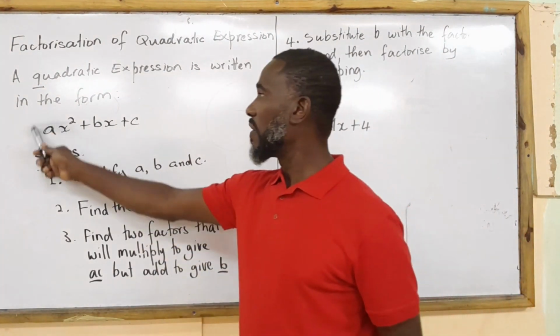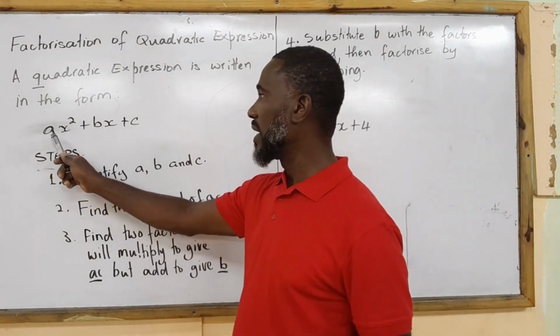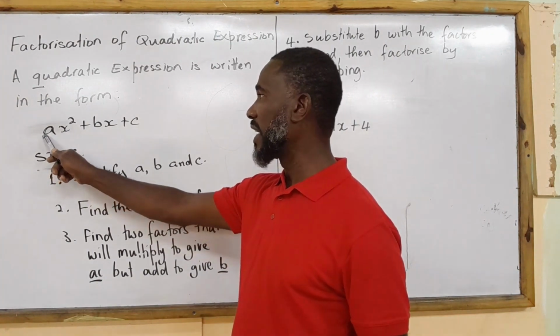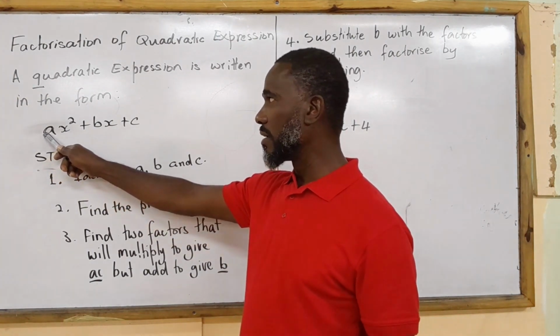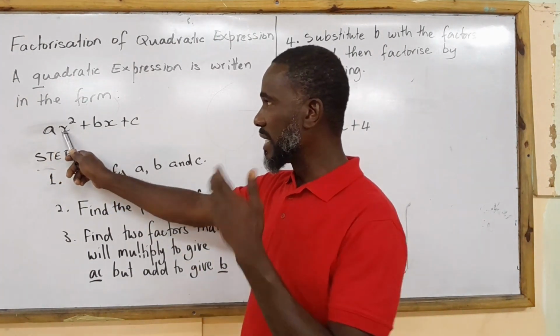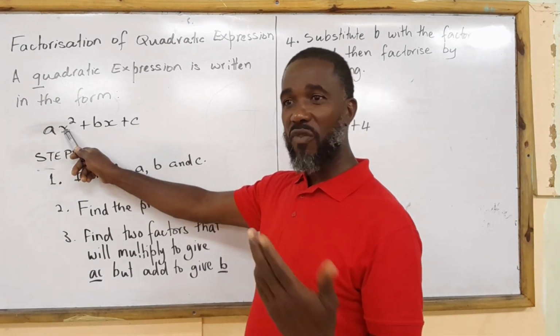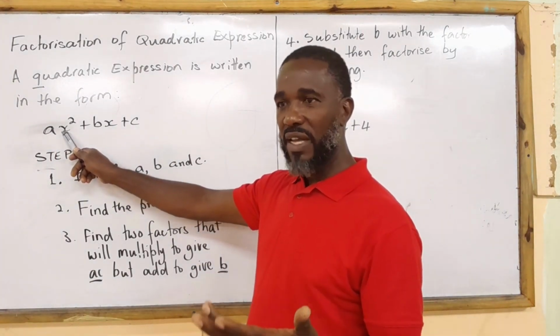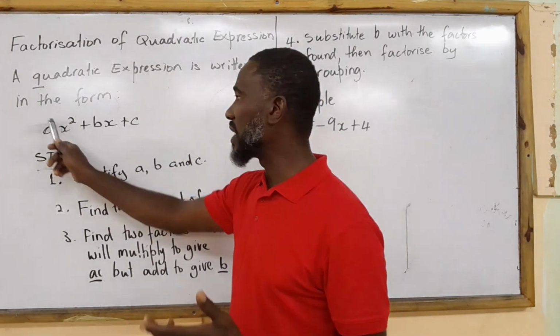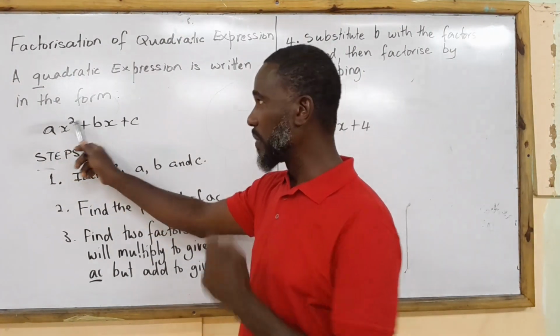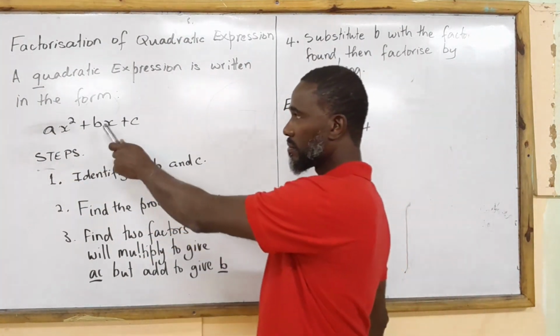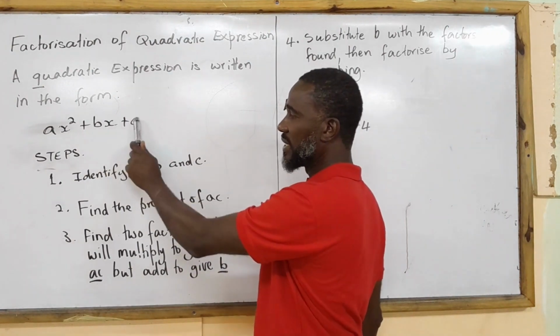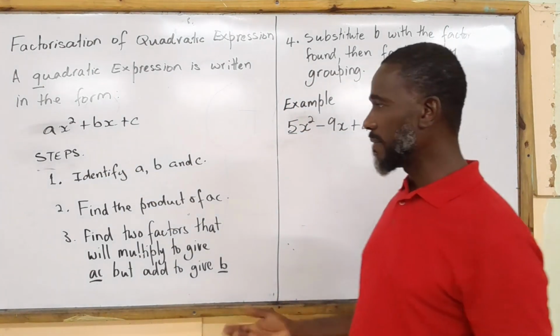Now, a is the coefficient of x squared. That is the number that is used to multiply the x squared, or any variable that has the power of 2. So you might have y squared, p squared, whatever it is, but a is the coefficient that multiplies the highest power here, which is 2. And then b is the coefficient of x, and c is the constant, right?